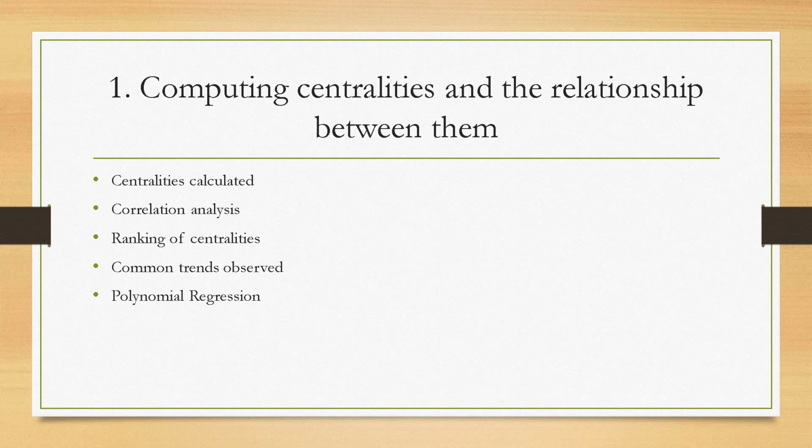Part one of the project is computing centralities and the relationship between them, where we are calculating the various centralities and then doing the correlation analysis and then ranking them accordingly. And finally, we observe the common trends among them and use a polynomial regression model.